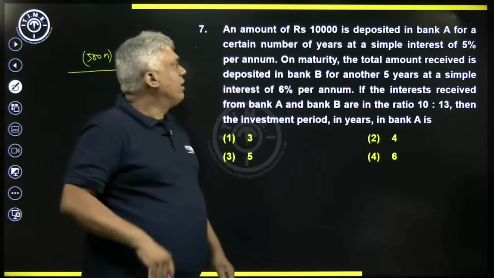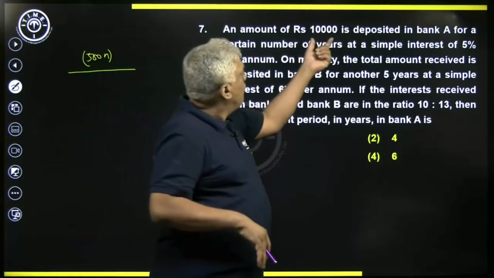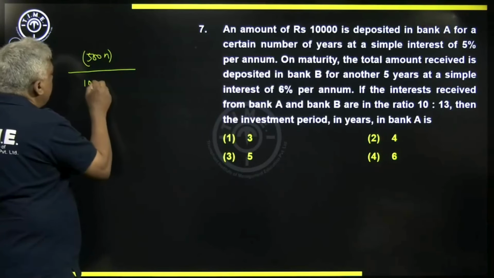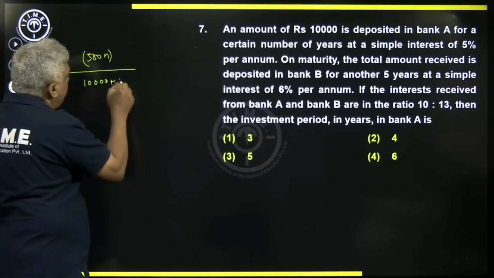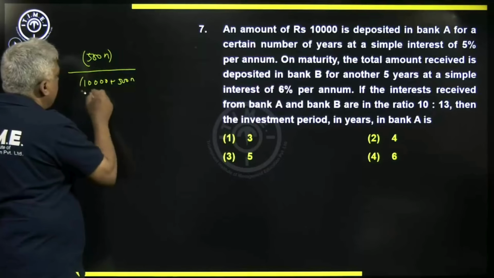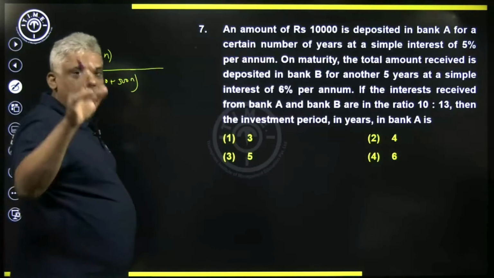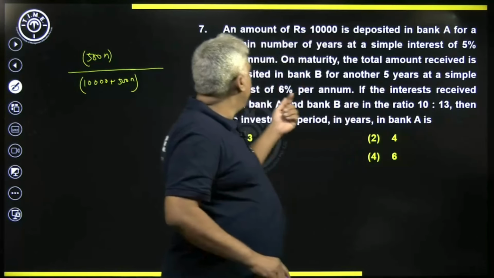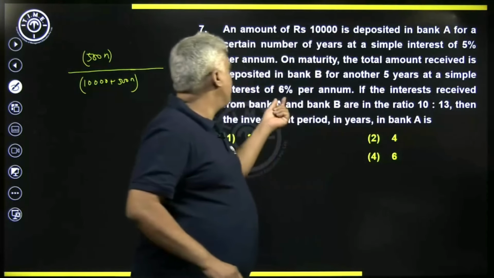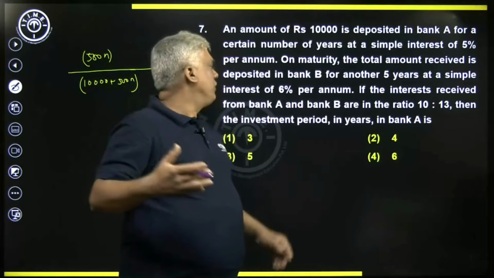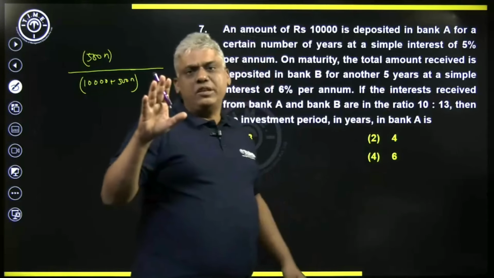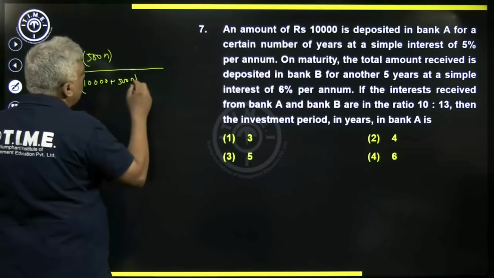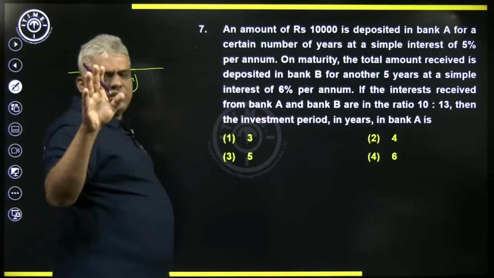Now, interest received from the second bank. The money will now become 10,000 plus 500 n. This is the principal for the second bank, and over it we are getting interest for 5 years at simple interest of 6%. So, 6% every year for 5 years, that is 5 into 6, 30% simple interest. So, 30% of this, that is 3 by 10 of this money.